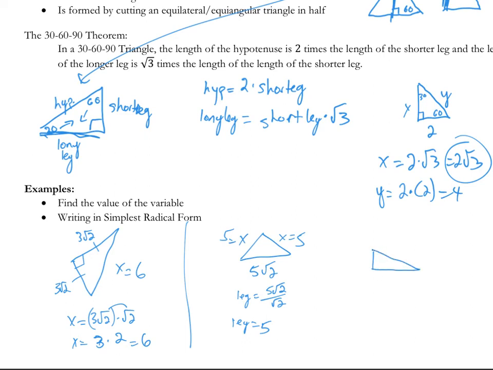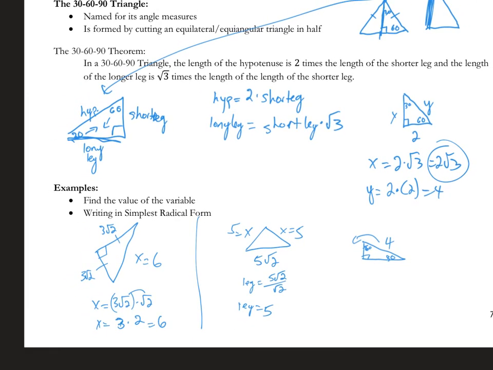Let's say I was given the hypotenuse of a 30-60-90 triangle. Oops, that's going to be the 60 side. This is the 30 and the 90. Say the hypotenuse is 4. To find that, we always want to find the shorter leg first. The shorter leg is going to be half of the hypotenuse. That's hypotenuse divided by 2, so 4 divided by 2, which is 2. So the short leg is 2. And to find the long leg, the long leg is equal to the short leg times rad 3, which would give me 2 rad 3 for the long leg.